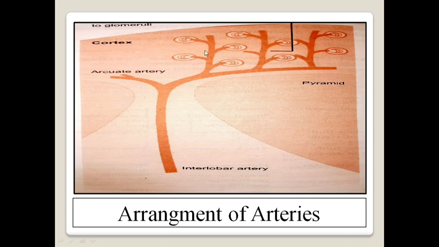And each interlobular artery gives off a series of afferent arterioles. As we had discussed earlier, what are the afferent arterioles? Afferent arterioles are the branches of arteries that enter into the glomeruli. So from where do afferent arterioles originate? Afferent arterioles originate from these interlobular arteries. So each interlobular artery gives off afferent arterioles to the glomeruli. From one interlobular artery there are so many afferent arterioles to the glomeruli.